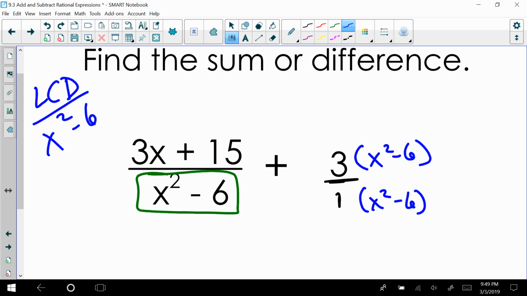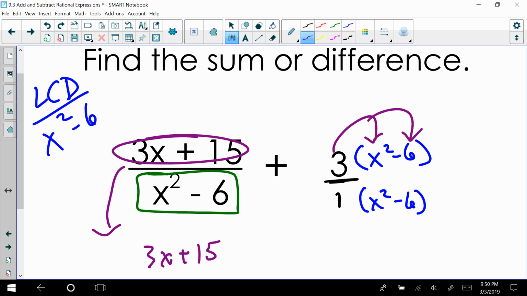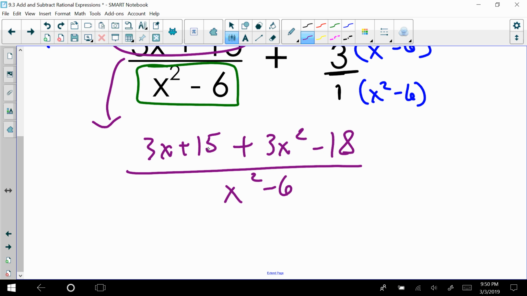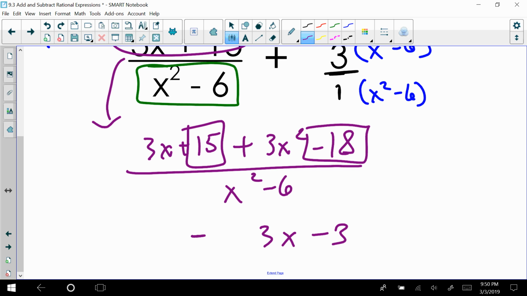Those look pretty good. Already an addition sign here, so I'm just going to distribute. That's 3x plus 15. Again, I'm just dropping this stuff down. I'm just taking that down. Plus 3x squared minus 18. That's the top, all over x squared minus 6. Well, let's see here. This 15 and this negative 18 make a negative 3. Putting the stuff in order like you know that you're supposed to.